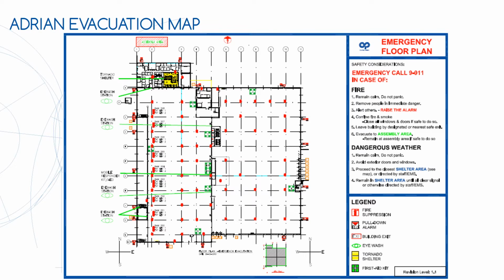Here is the copy of the Adrian evacuation map. As you can see on the screen, the left portion of your screen is the production area. The right portion of your screen is the warehouse area. The red dots denote fire suppression systems, whether they be fire pole alarms or fire extinguishers. Building exits are located completely around the facility, and there is a fire pull station at each one of those exits. There are 5 eye wash stations in the facility.